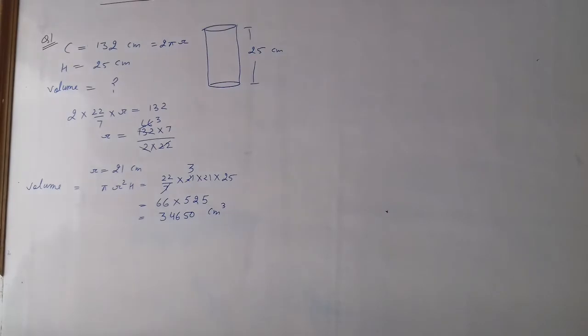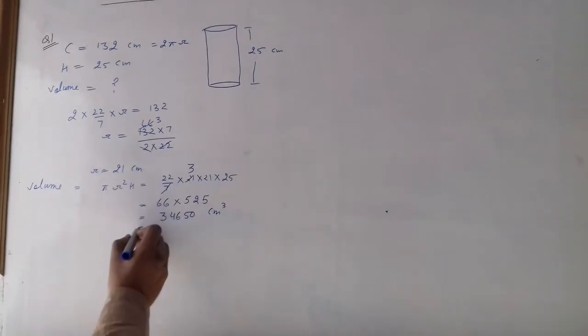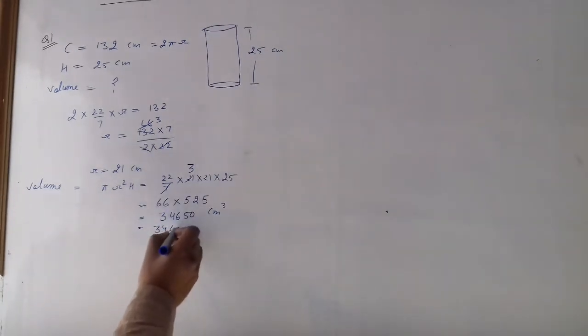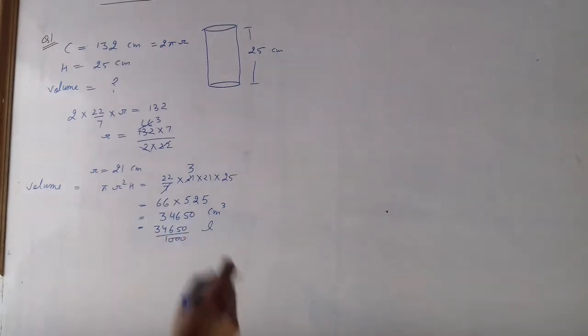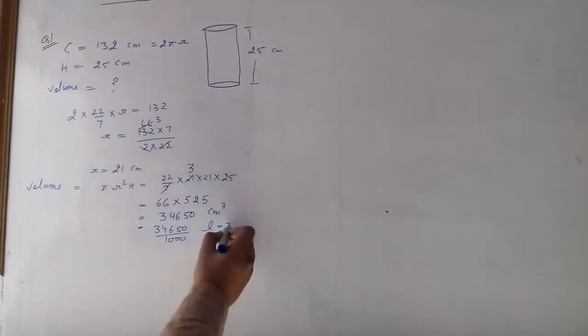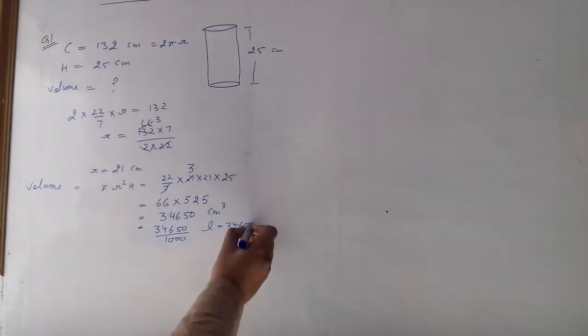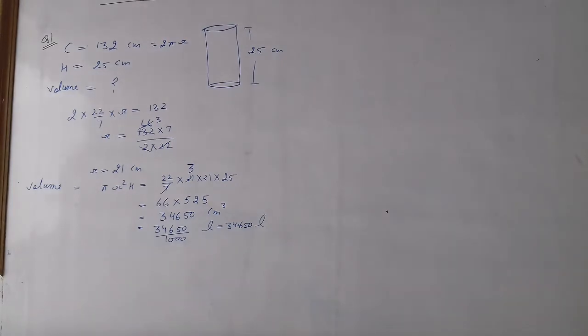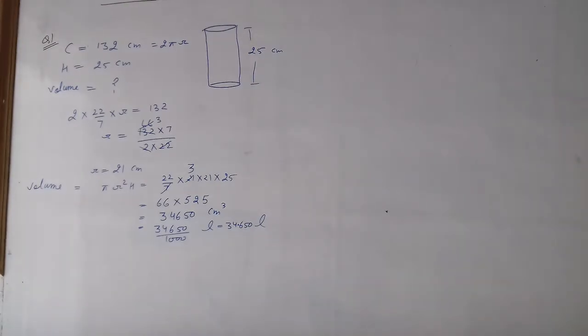Now students, if you want to convert into liter, you have to divide it by 1000. Now it will become in liter. It is equal to 34.650 liter. This is the final answer of your question. Note down this. Then we will start our new question.